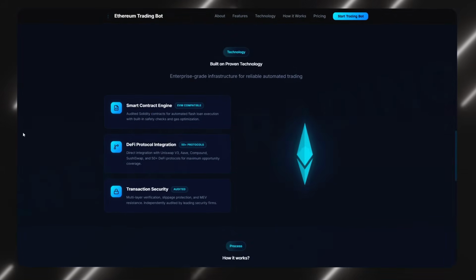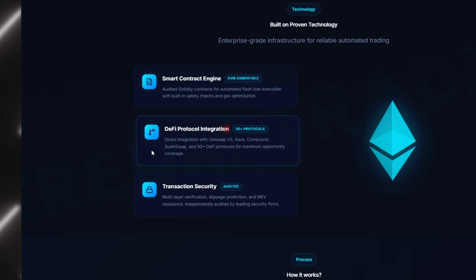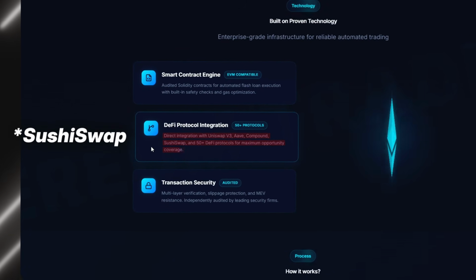Second, support for multiple DEX platforms, including Uniswap, PancakeSwap, and others. The more platforms supported, the more arbitrage opportunities you can potentially find.